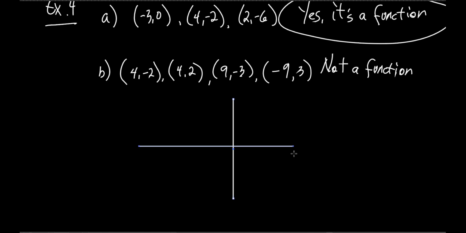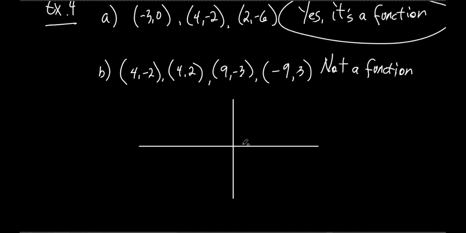Let's just graph those first 2, because the other 2 are fine, right? That 9 goes to negative 3. See, that negative 9 is a completely different number than 9, so it doesn't matter what it goes to. That's fine. It's this right here that messes us up. So, yeah, let's do this.